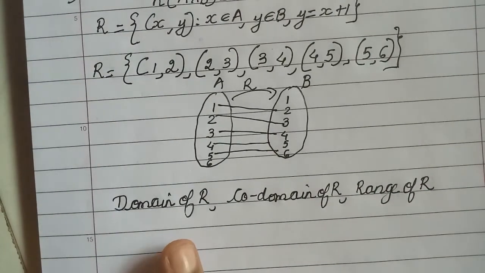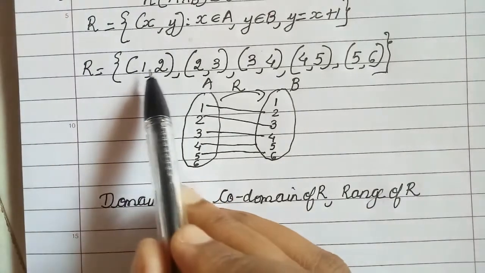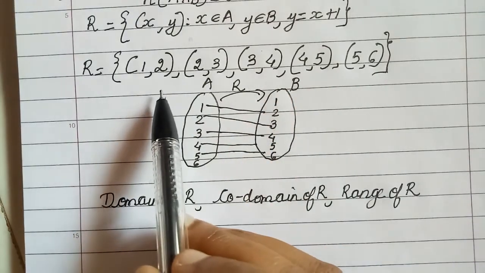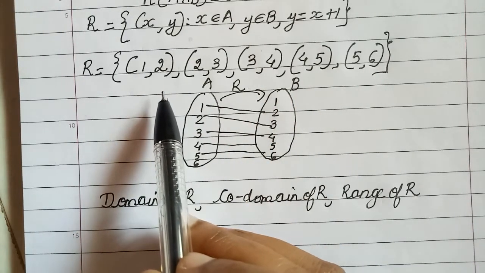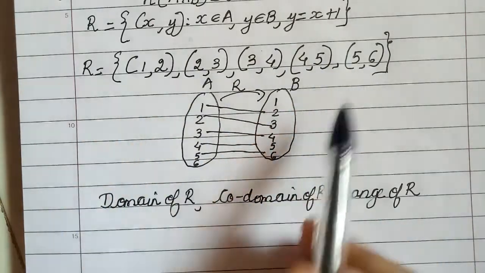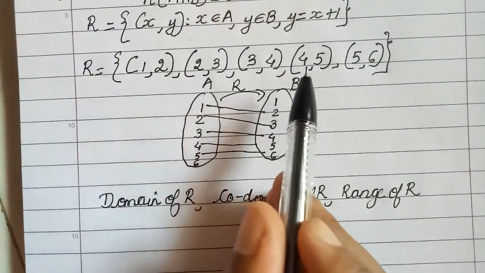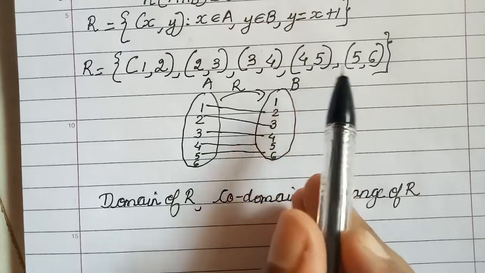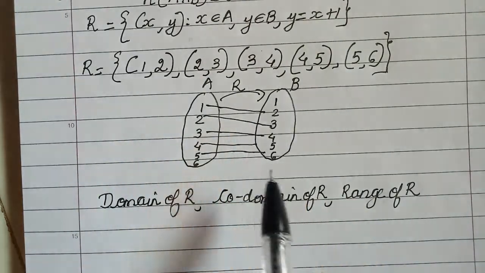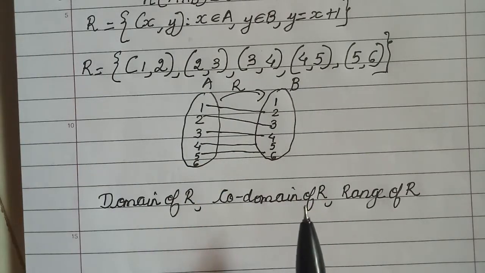Domain of R means the set of first elements in your ordered pairs, and the set of second elements of the ordered pairs in your relation R is called the range of R. Everything I am talking about is about R, so everything comes from R. The set of first elements is the domain of R, the set of second elements is the range of R, and the entire set B is called the codomain of R.